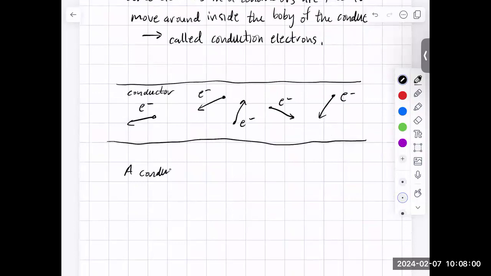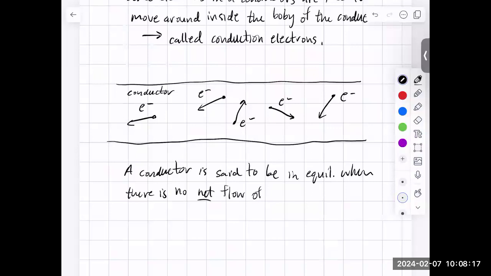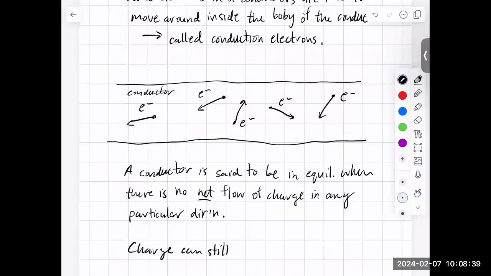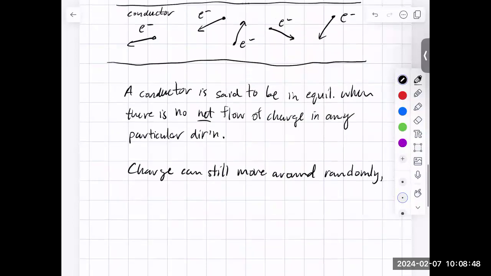So a conductor is said to be in equilibrium when there is no net flow of charge in any particular direction. That doesn't mean charge is not moving. It just means that it's moving around randomly. So charge can still move around randomly, but in equilibrium, there cannot be any net motion in any single direction.